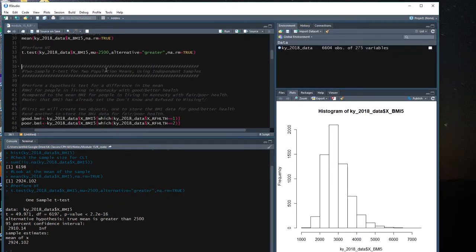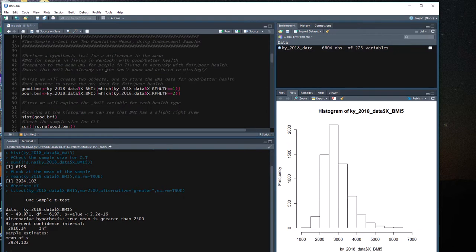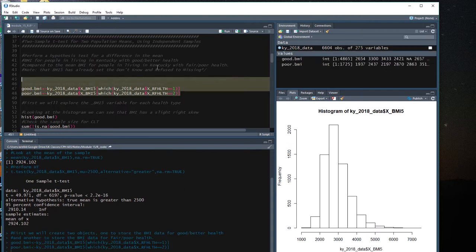All right, going to our R code here, you'll notice we start out the same way that we did with the confidence intervals. I'm going to create 2 vectors, one to store the BMI for those that reported having good or better health, and one vector to store the values of BMI for those people reporting fair or poor health. We did this exact same thing earlier when we looked at confidence intervals.